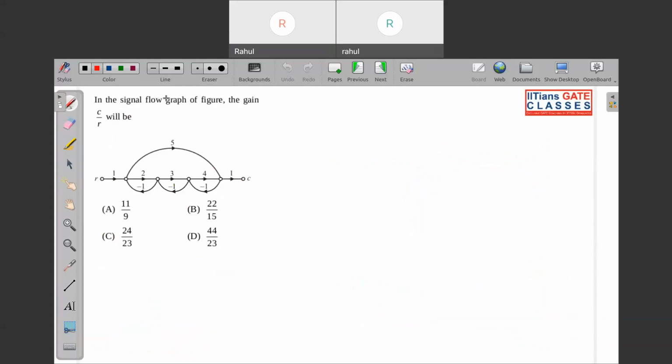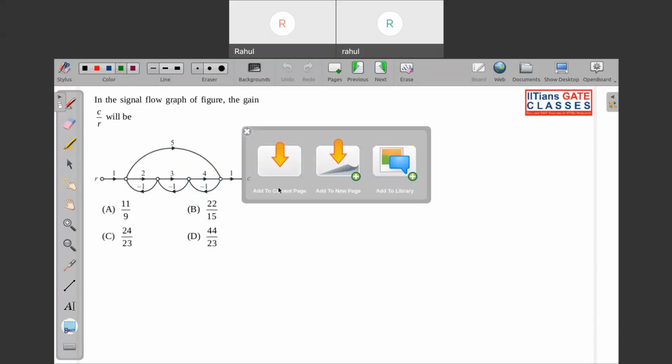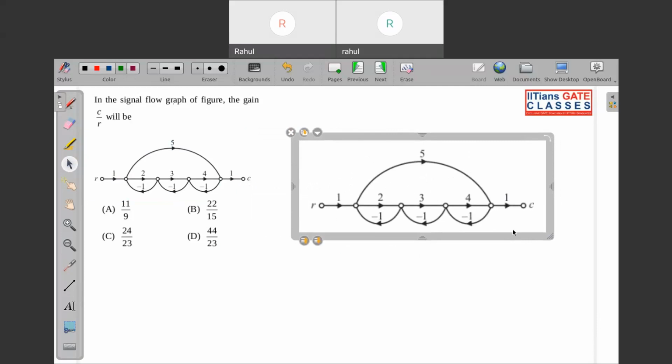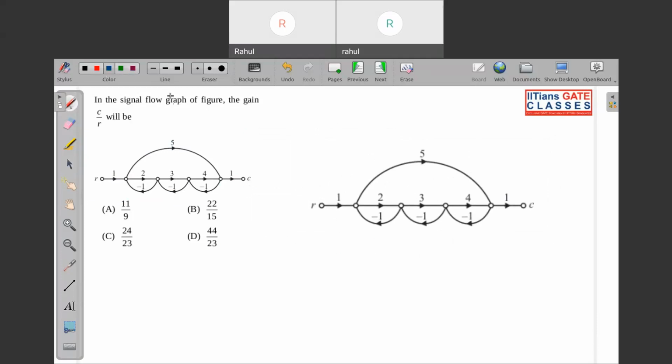So in the next question, it has been asked in the signal flow graph. Sorry. In the signal flow graph of the figure, the gain C by R will be. So you need to find what will be the C by R of this figure. So you can see over here that if you want to find C by R, so first let us draw this. Okay. So let us mark the nodes also 1, 2, 3, 4, 5 and 6. Okay. So these are the nodes that we have over here.